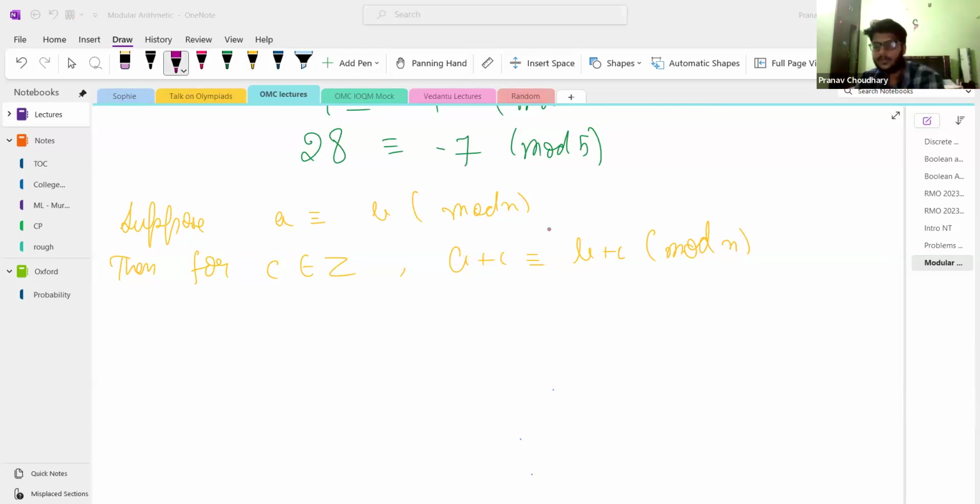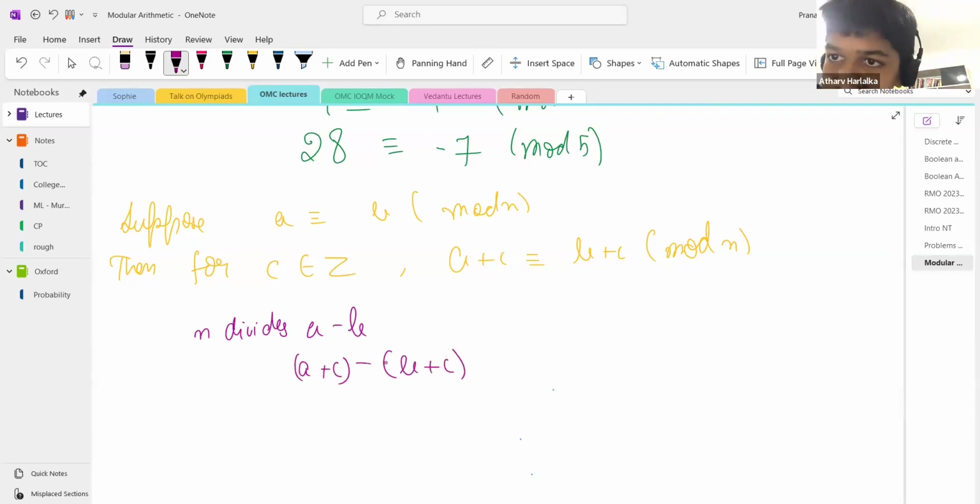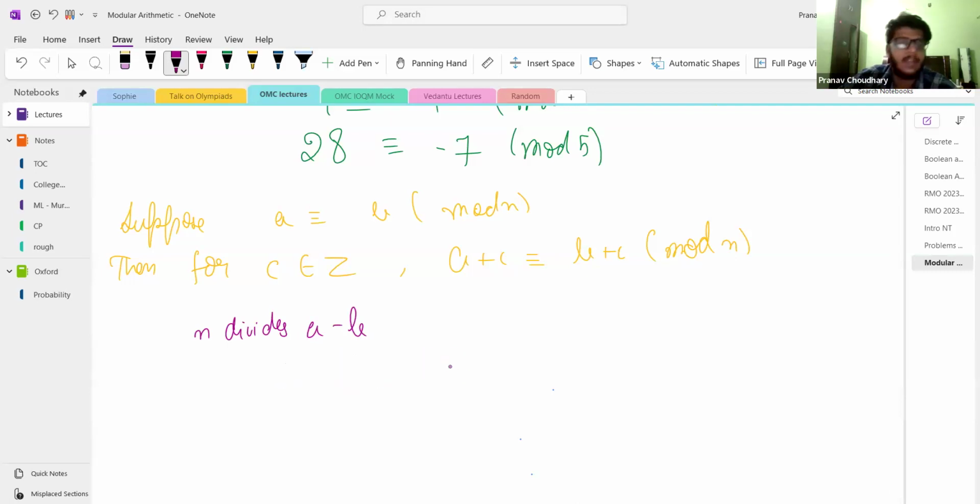If anyone comes up with the proof, feel free to tell, by the way. Since A is equal to B mod n, we know that A minus B is divisible by n. So A plus C minus B plus C, which is equal to A minus B, is also divisible by n. And hence A plus C is equal to B plus C mod n. Okay, this is a very clean proof. I had a very different proof in mind. This is much nicer. We'll go with this.